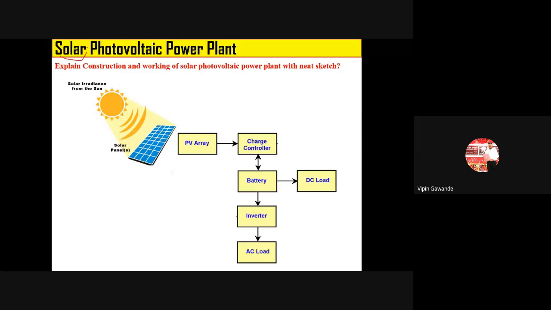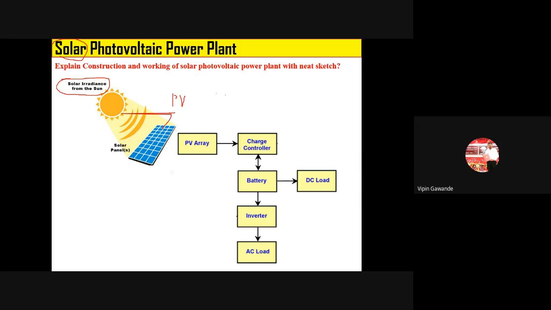This is called the solar photovoltaic power plant. Here we are using solar energy which is coming from the sun. We are using panels called PV panels, photovoltaic panels. So what is this PV panel? It is made up of silicon. Silicon is a semiconductor. We are using PV panels here.